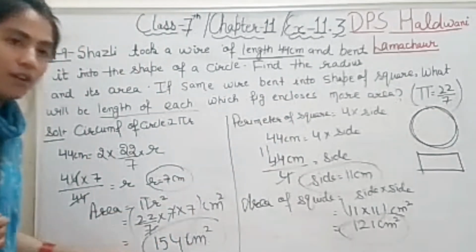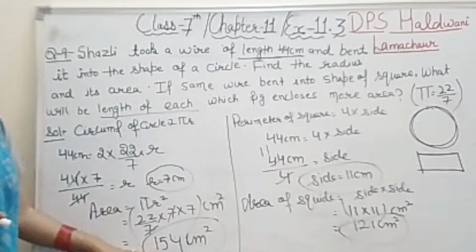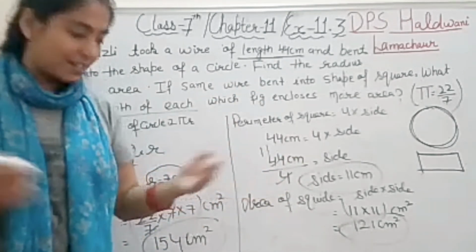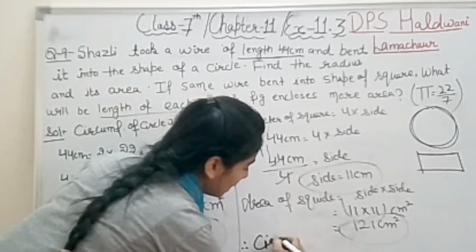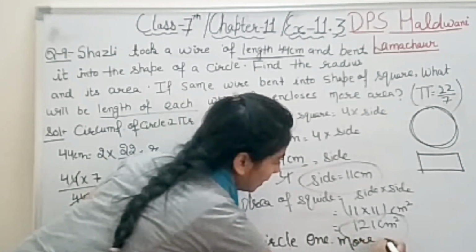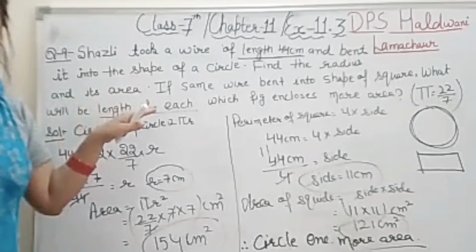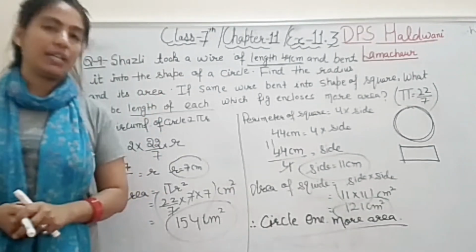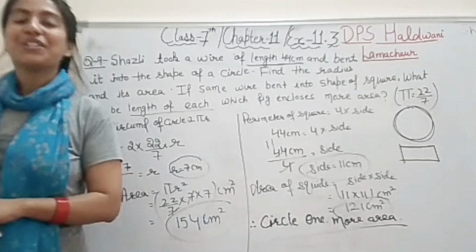And this is the area of the circle. Which figure encloses more area? Circle encloses more area. That's it. So you will write down at the last: therefore, circle encloses more area. See student, the question is very simple. Lengthy it was, but the solution is very simple. You have to understand only the question. So this is all about our question number 9.